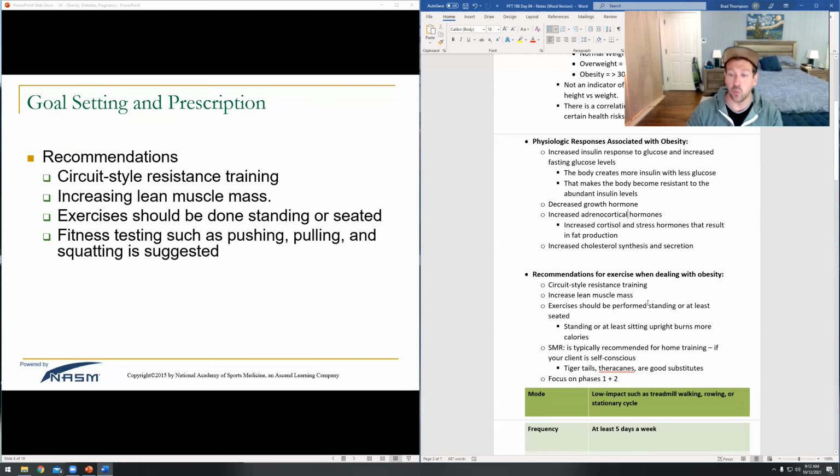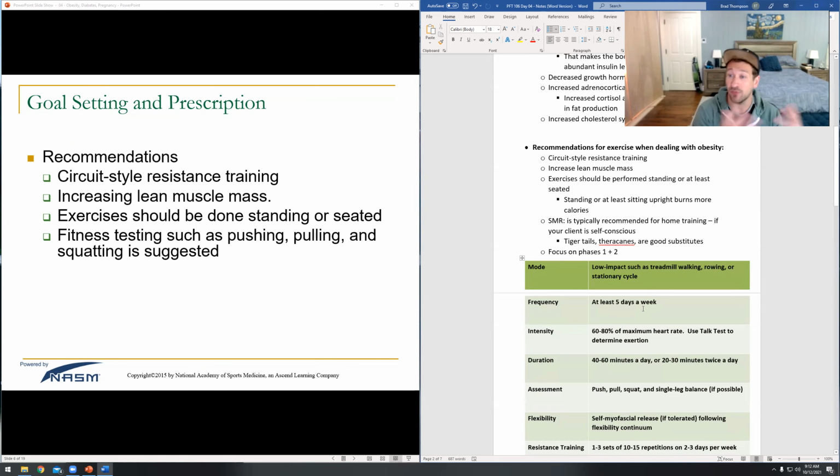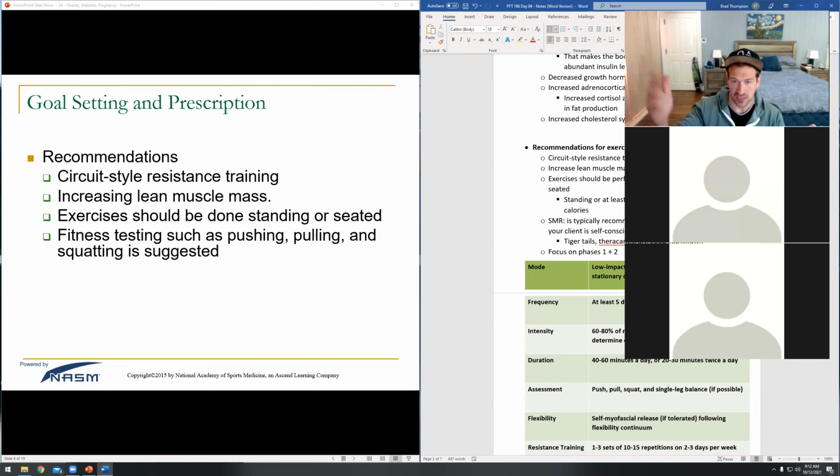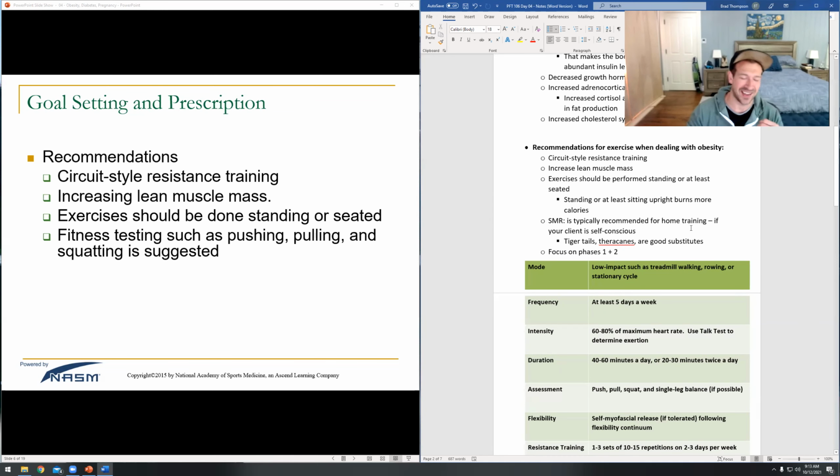So what are our recommendations? How do we fight this stuff? How do we beat obesity, right? Well, we already kind of talked a little bit about it. It does start with education, right? But that doesn't have anything to do with our in-the-now workout, so that's not what we're talking about, but we will certainly talk about that in later courses. But the recommendation is going to be circuit style training. We really like circuit training for a variety of reasons.